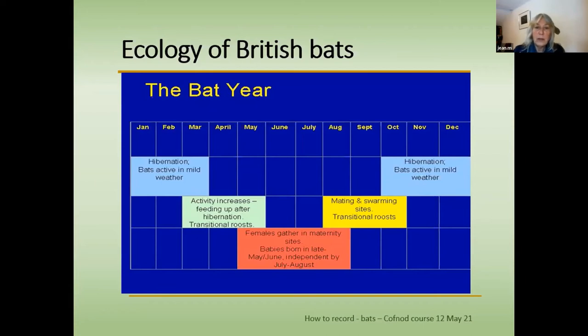And then they gather in the maternity roosts, and the babies are born late May, June, and are independent by July, August. At that time the maternity roosts split up and the bats go off to other roost sites where they don't need to be in the warmth. Mating takes place then or over winter.